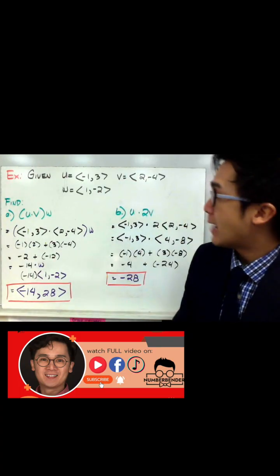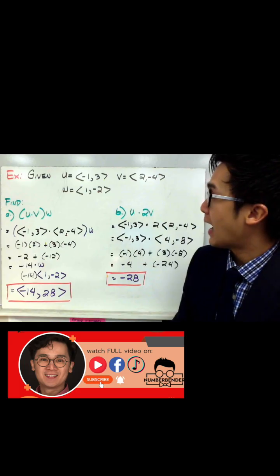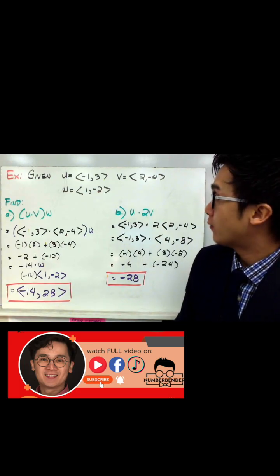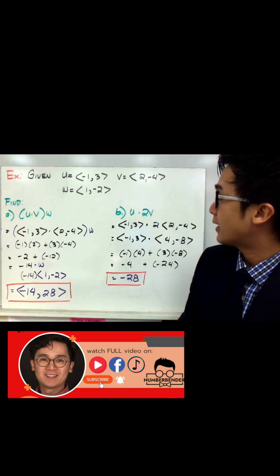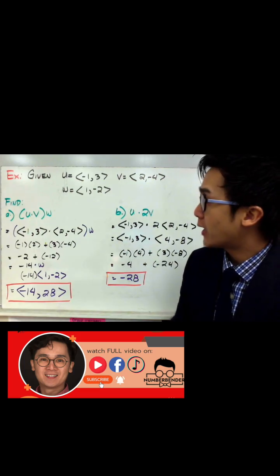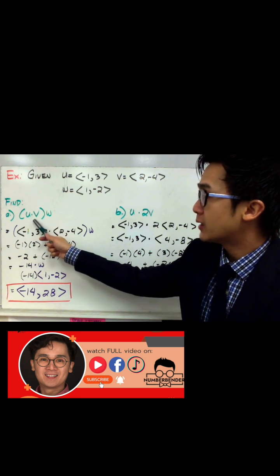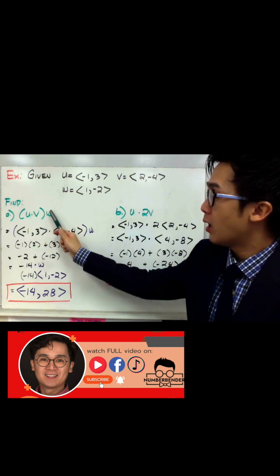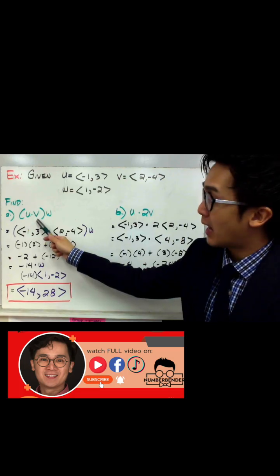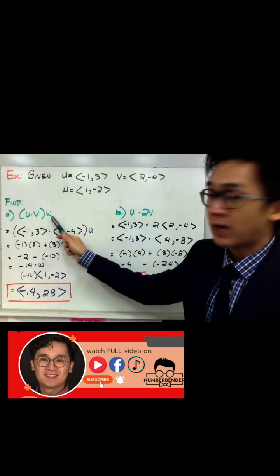I have examples here, and I have vectors u, v, and w. For vector u, we have (-1, 3). For v, we have (2, -4). And for w, we have (1, -2). So to find (u dot v) times vector w, all we have to do is perform the dot product first, and after we find our answer, we're going to multiply it with w.